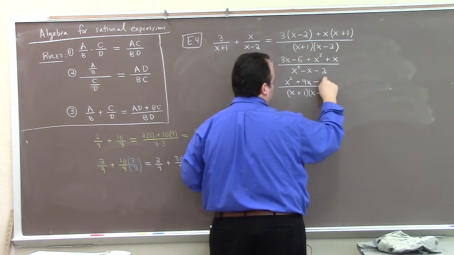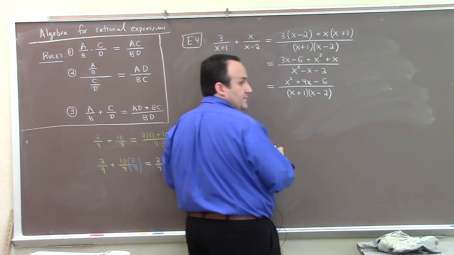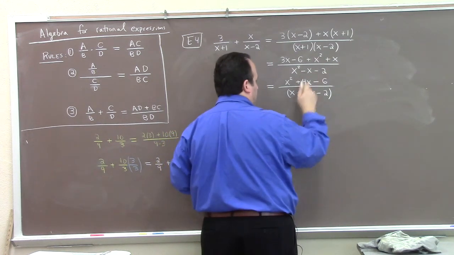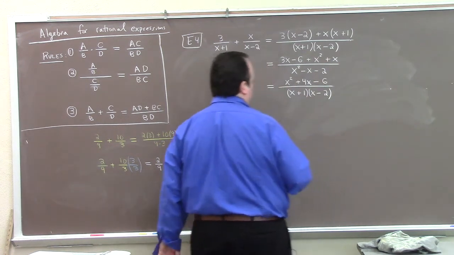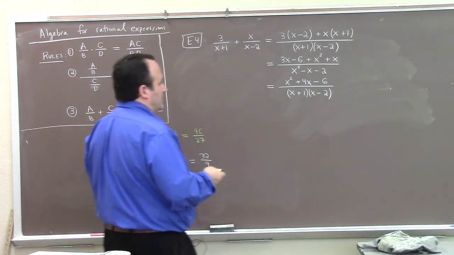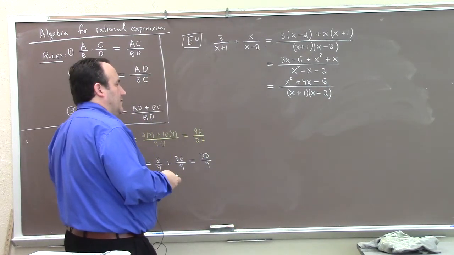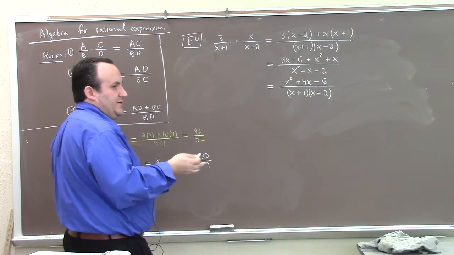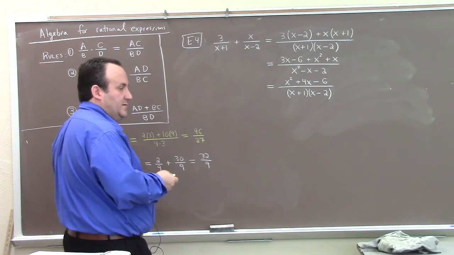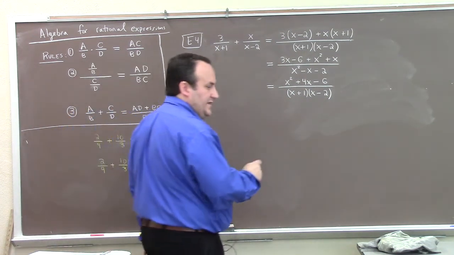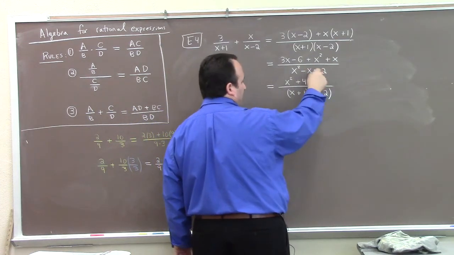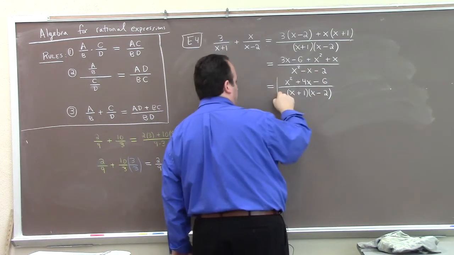Minus 6. So there you go. Maybe we could factor that. We could probably factor the numerator, but it's not particularly pretty. It involves square root of 10 and some stuff, right? So for your book, this is the answer, I'm pretty sure, or the one above.